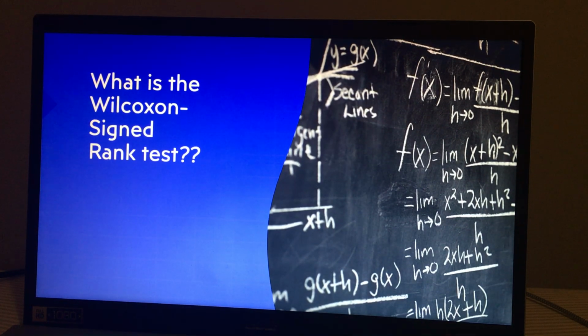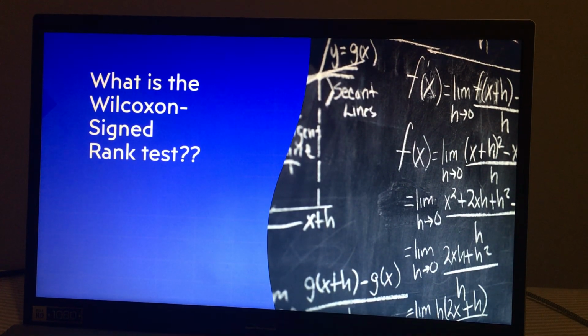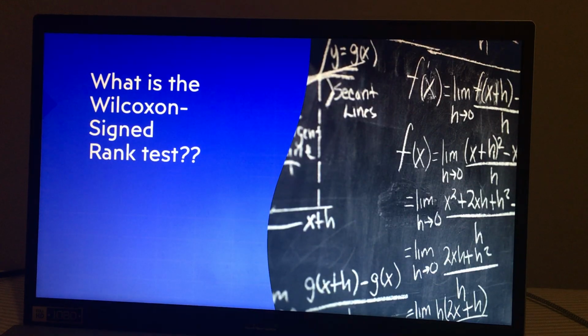All right, so we're on page 29 of chapter 9. We're in section 9.8. So this next section is going to talk about some non-parametric alternatives. We're going to first talk about the Wilcoxon-Signed rank test, and that's for the one sample test, and then we're going to talk about the two sample test, which is the Mann-Whitney U test.